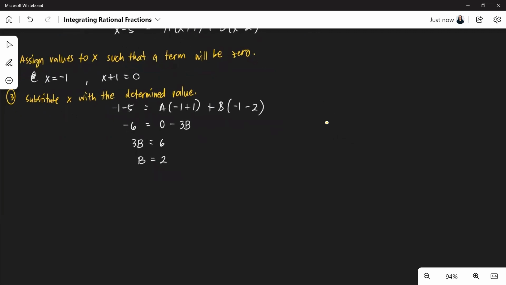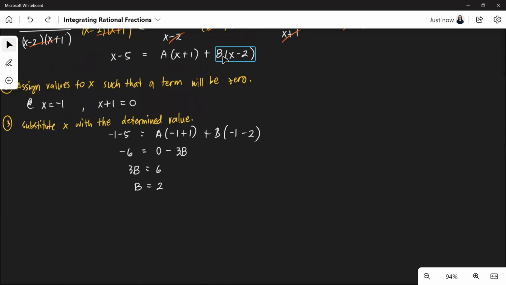So for the second term to be equal to 0, b will be cancelled out. So x minus 2 needs to be equal to 0, therefore x must be equal to 2. So at x equal to 2, x minus 2 is equal to 0. So do the same process.